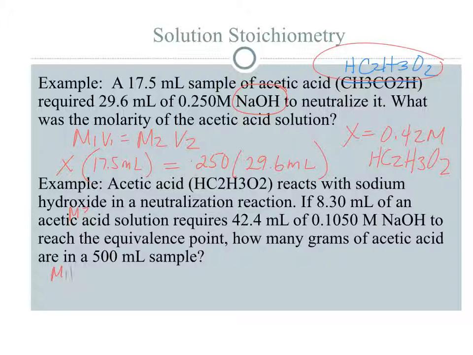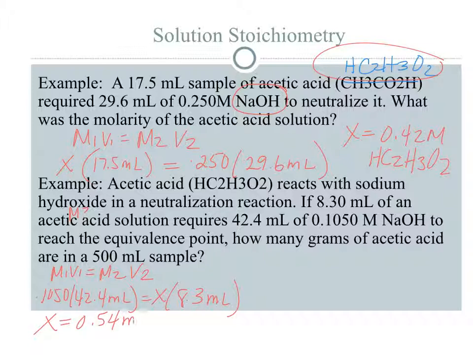So, M1V1 equals M2V2. I've got 0.1050 and I've got 42.4 mLs, and I don't know this, and I have 8.3 mLs. So this is going to give me 0.54 moles or molar acetic acid.